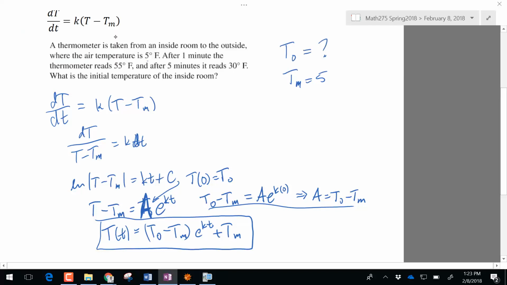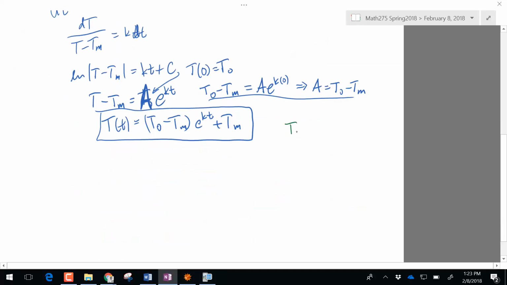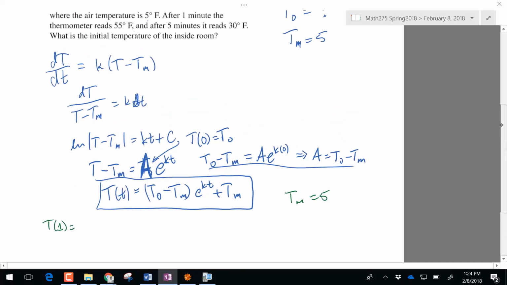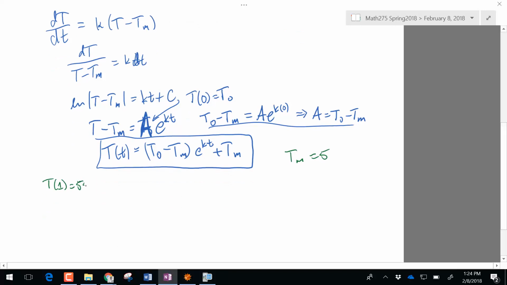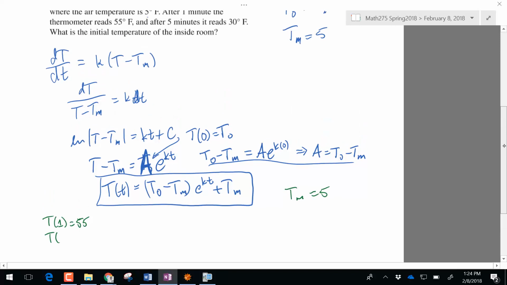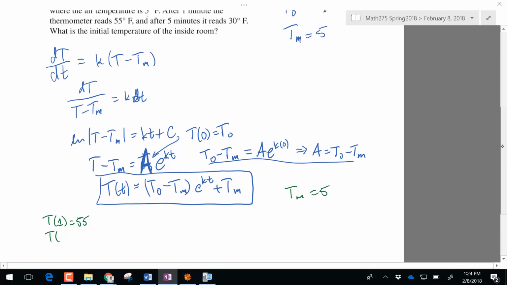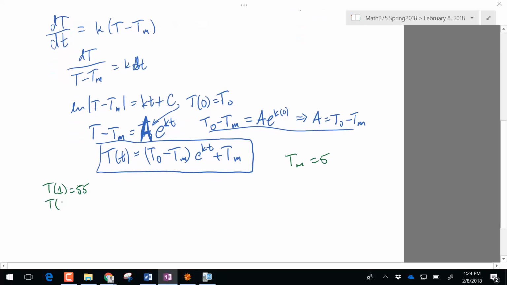So we have a couple of pieces of information here. We'll say T sub m is equal to 5. We know that in 1 minute, we have 55 degrees Fahrenheit. And then in, what is it, 30? 30 minutes. Oh, 5 minutes, it'll be 30 degrees. 5 minutes, it'll be 30 degrees. Okay, so we'll use those pieces of information.